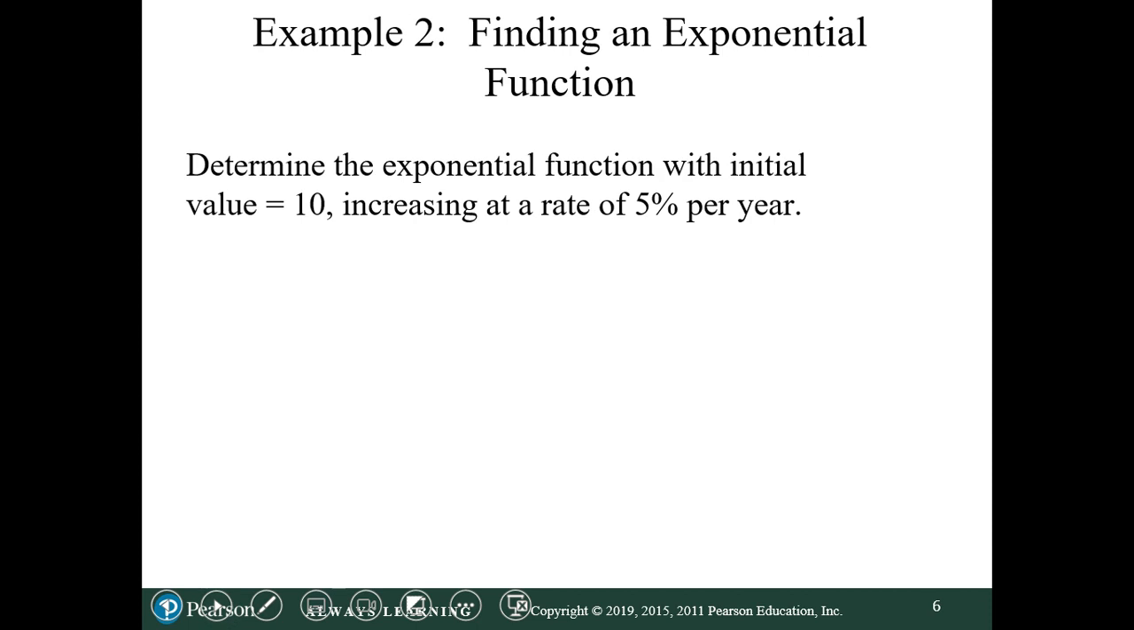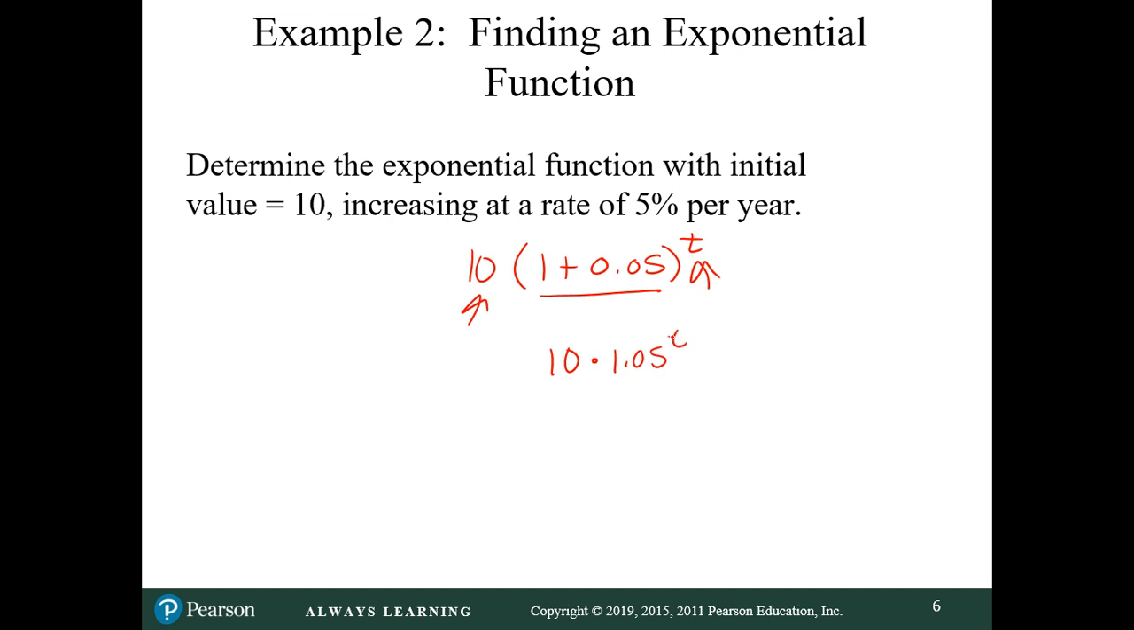Determine the exponential function with the initial value of 10 increasing at 5% per year. So we're at 10, okay? So the exponential function would be 10 times 1 plus the rate 0.05 to the time power. Well, we start with the rate that it increases to the time power, or 10 times 1.05 to the t.